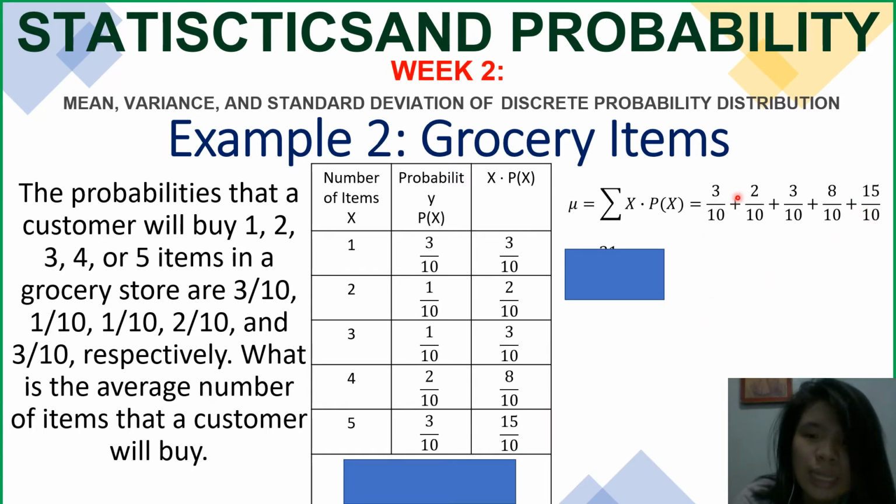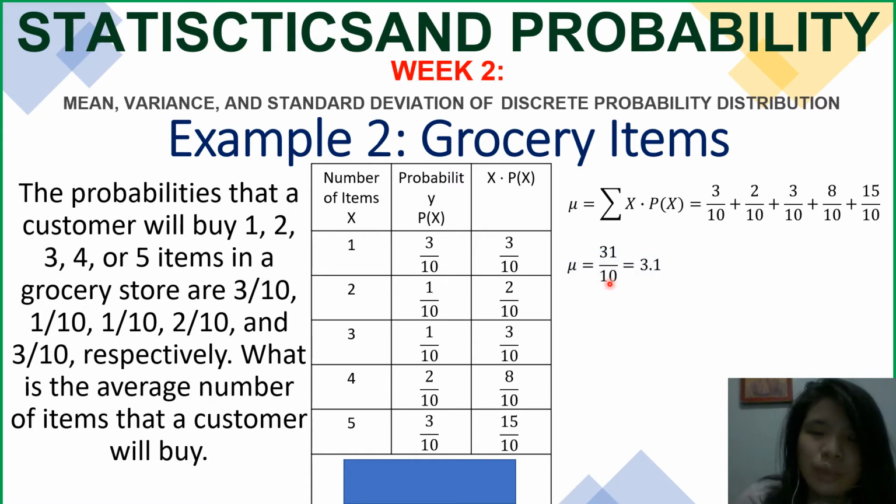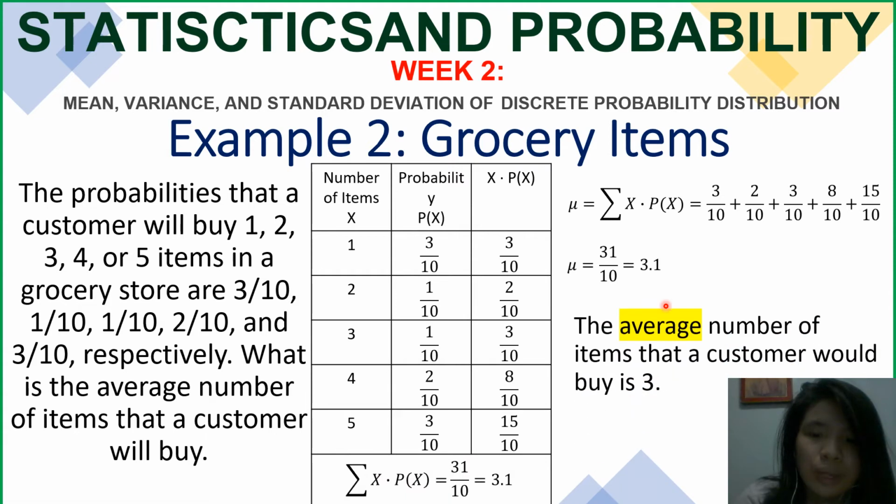In adding similar fractions, just copy the denominator and add the numerators. So 3 plus 2 is 5, plus 3 is 8, plus 8 is 16, plus 15 is 31. So that is 31 over 10. When you divide 31 by 10, that is 3.1. Therefore, our mu or mean is 3.1.